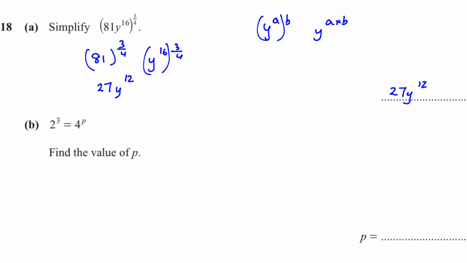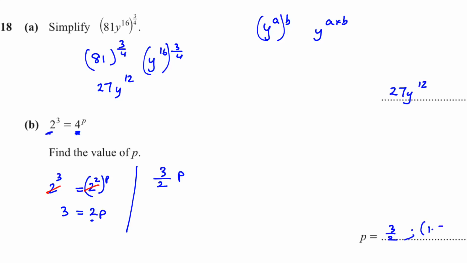Moving on to B, find the value of p. You have been given 2 to the power of 3 and you have 4 here. In questions like this, you need to have the same base. So if you have a 2 here, you have to make this 4 a power of 2. You know that 2 to the power of 2 is 4. So I wrote 2 to the power of 2 and there's already a p there. If the base is the same, it gets cancelled. So we are left with 3 is equal to 2p. This is a multiply. When I bring it to the other side, it will become divide. So 3 over 2 is equal to p, or you can write it as 1.5.